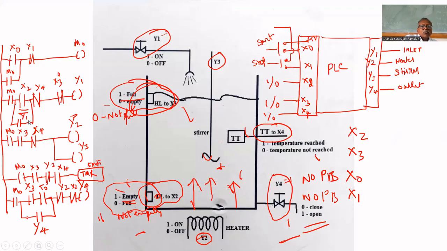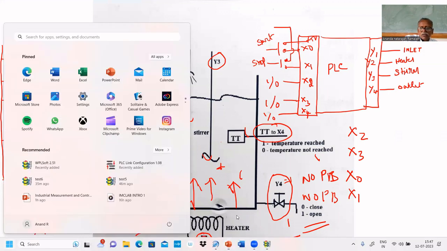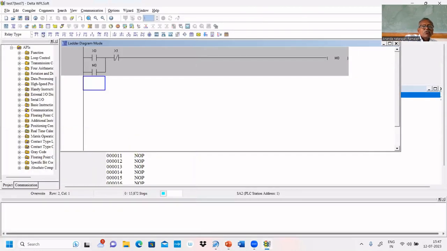M0, X2, Y4 bar, X3 bar. We will put X2 first, so that it looks nice. Otherwise, you have to put 2 vertical lines. To avoid that, let us put X2 first. Then M0.